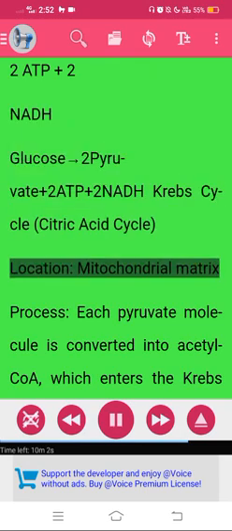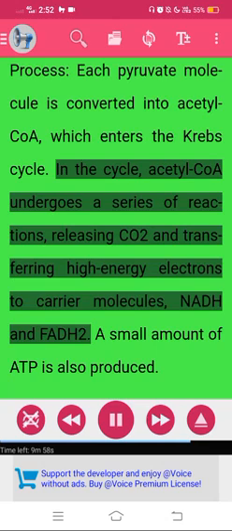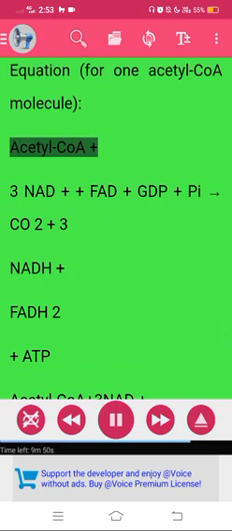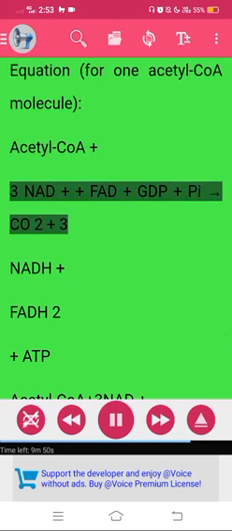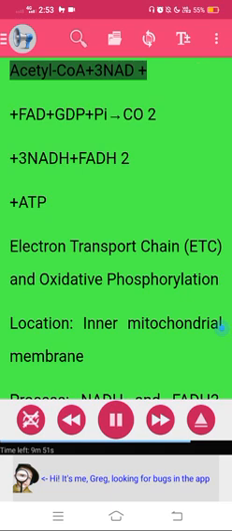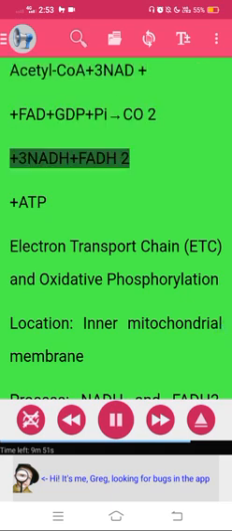Krebs cycle, citric acid cycle. Location: mitochondrial matrix. Process: each pyruvate molecule is converted into acetyl-CoA, which enters the Krebs cycle. In the cycle, acetyl-CoA undergoes a series of reactions, releasing CO2 and transferring high-energy electrons to carrier molecules, NADH and FADH2. A small amount of ATP is also produced. Equation for one acetyl-CoA molecule: acetyl-CoA + 3 NAD + FAD + GDP + Pi → 2 CO2 + 3 NADH + FADH2 + ATP.